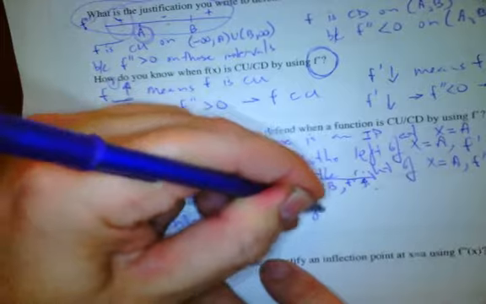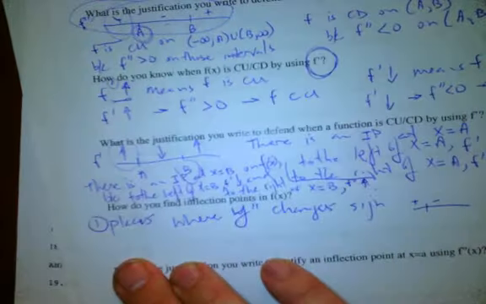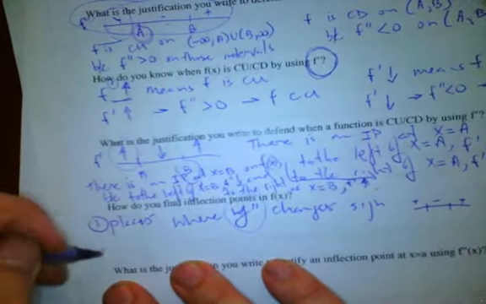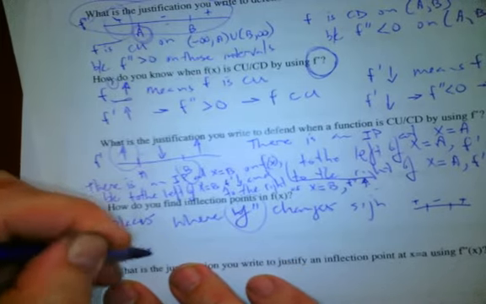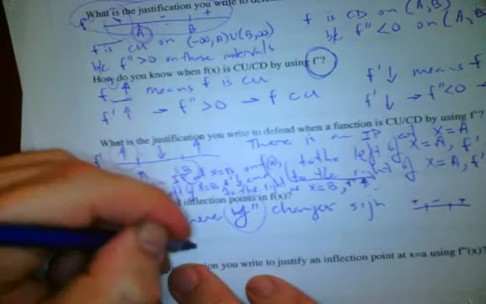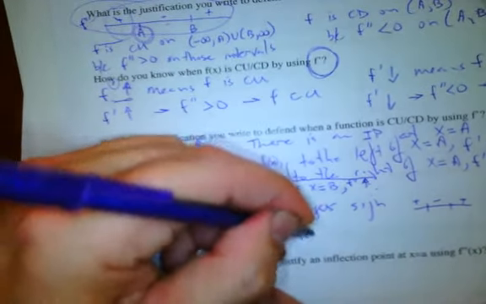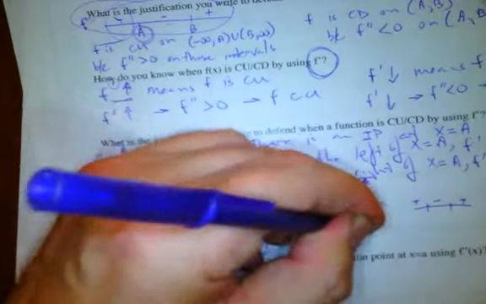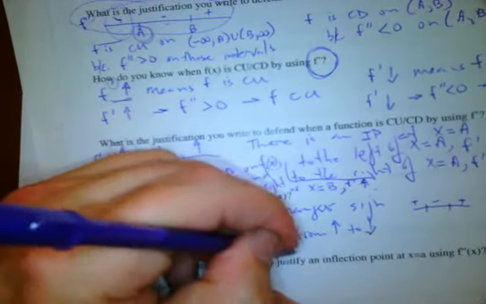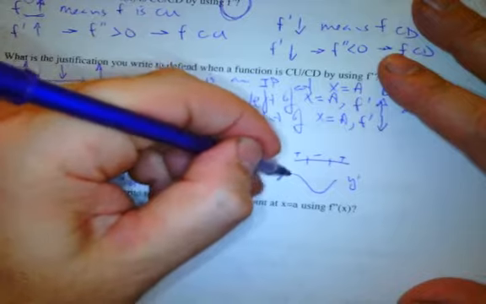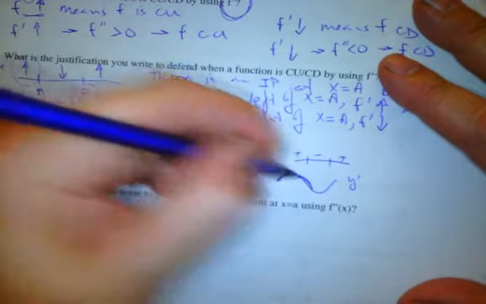These are places where y double prime changes sign from positive to negative or negative to positive. Y double prime changes sign, or two places where y prime goes from increasing to decreasing or decreasing to increasing.